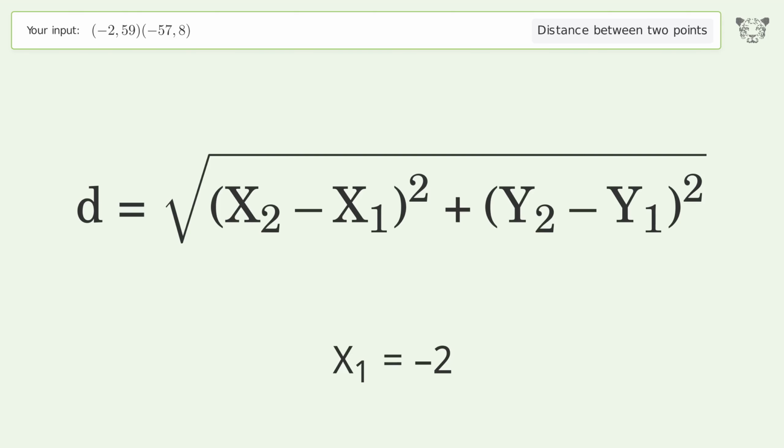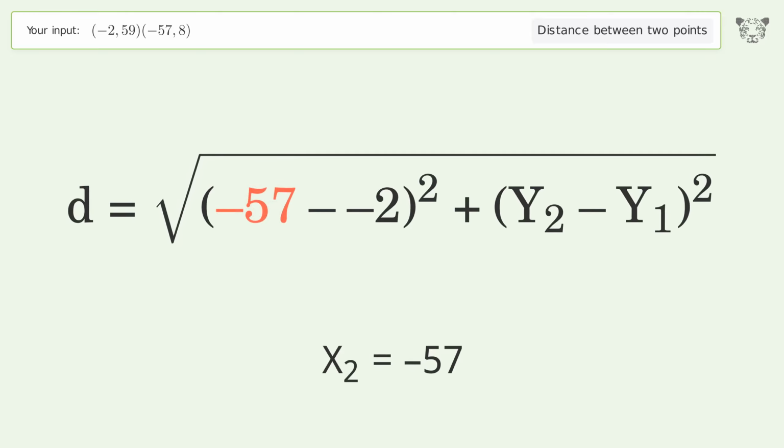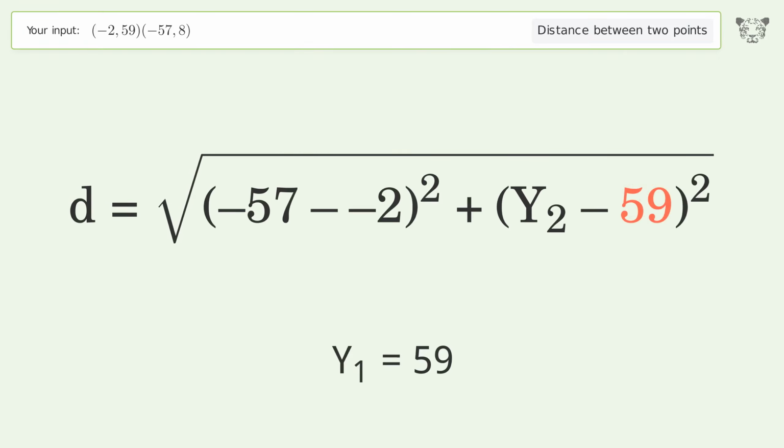x1 equals -2. x2 equals -57. y1 equals 59. y2 equals 8.